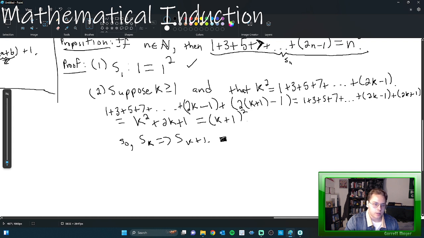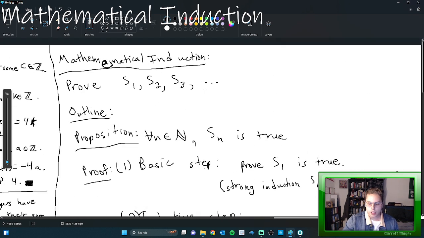Sometimes the logic behind these proofs can be a little difficult to grasp at first, but the way to think about it is through the context of climbing a ladder. There are two steps. Basically, you have the first rung, and we need to first prove that you can get to that first rung. That's what the basic step is.